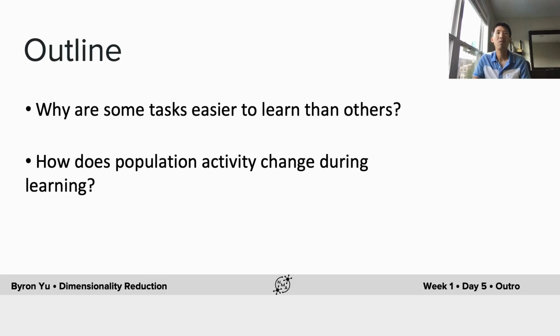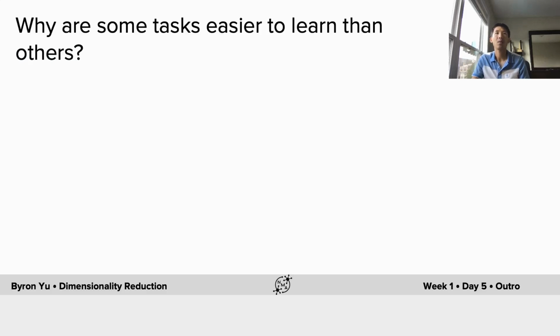So we sought to address two fundamental questions. The first is, why are some tasks easier to learn than others? And the second is, how does neural population activity change during learning? So let's consider the first question. Why are some tasks easier to learn than others?